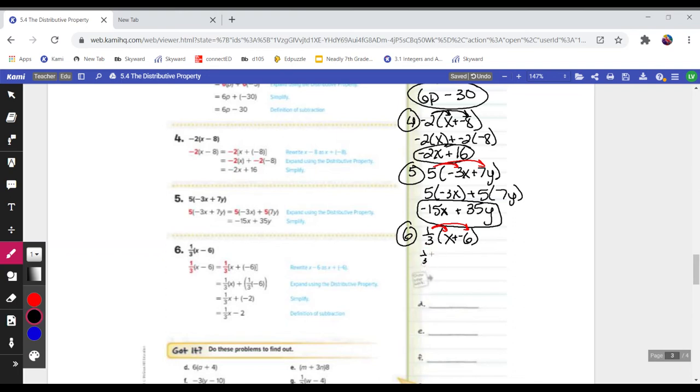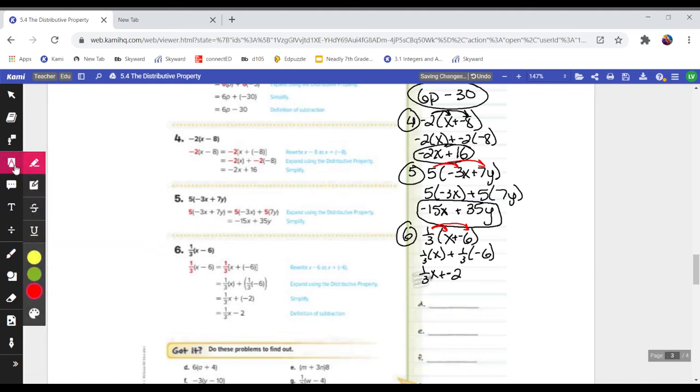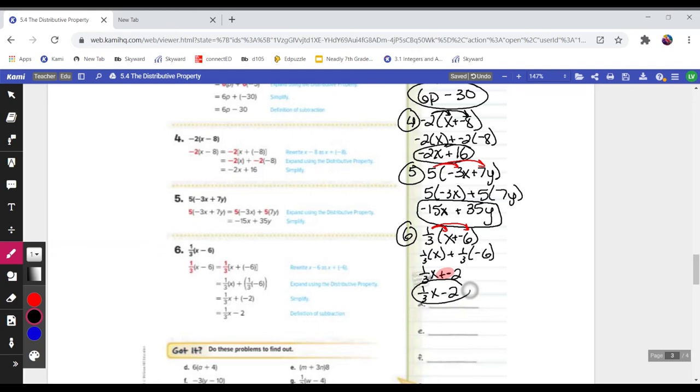So that becomes 1/3 times quantity x plus 1/3 times quantity negative 6. Well, 1/3 times x becomes 1/3 x, plus 1/3 of 6 is going to be a 2. Positive times a negative is a negative. My last step is to simplify this plus negative into subtraction. So that's 1/3 x minus 2.